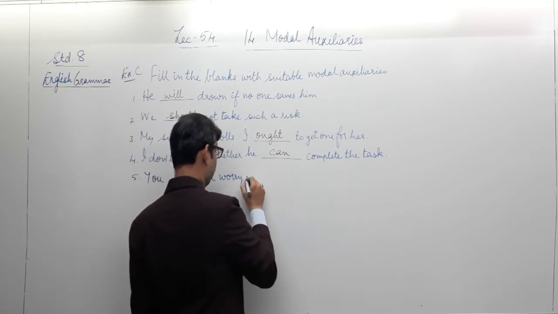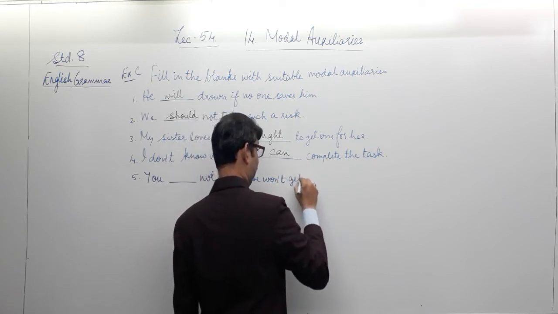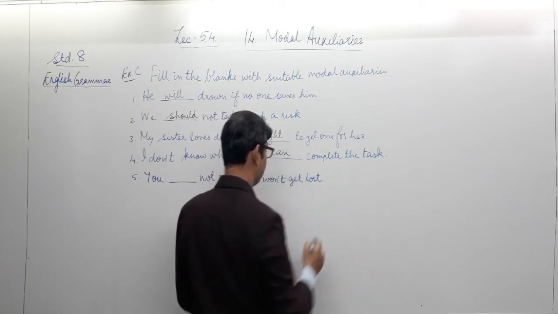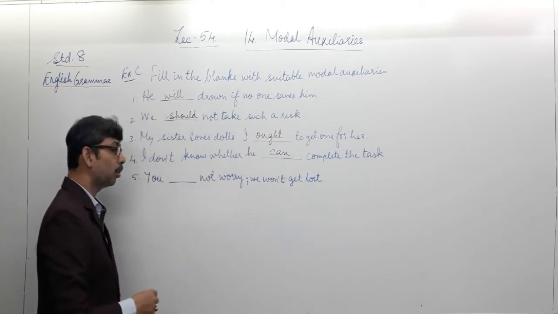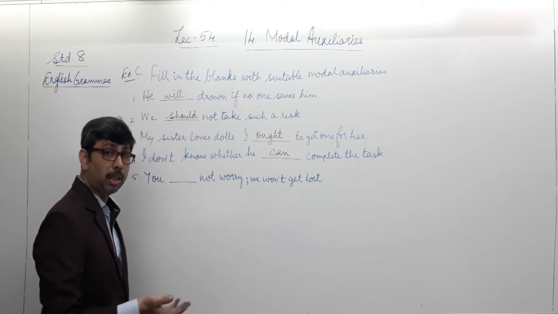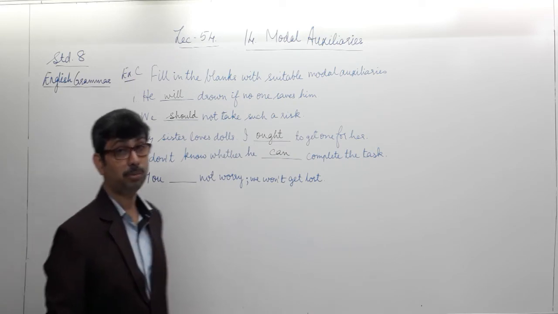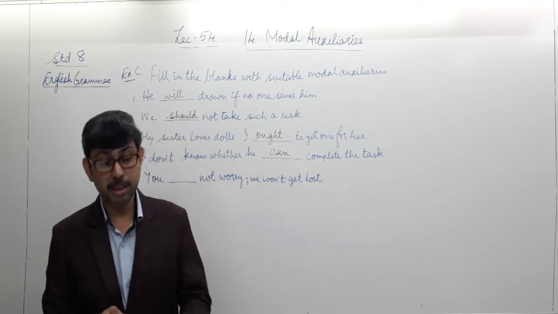Then the pause over here. We won't get lost. Well, what is being expressed over here? You're trying to tell someone that you are required not to worry. You are saying that you must not worry. A compulsion being shown over here.